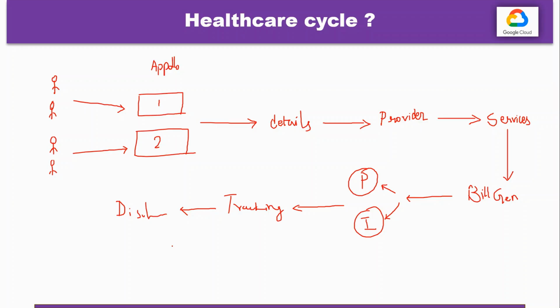And in between there could be claims being raised, there could be a provider providing different services, or maybe the patient sometimes stays at the hospital. All of those details come into the picture here, right? So this is how a simple healthcare life cycle looks like. I hope you guys are getting the point now, right?